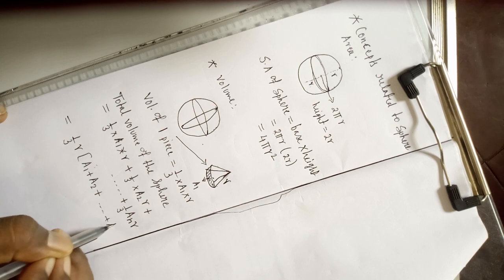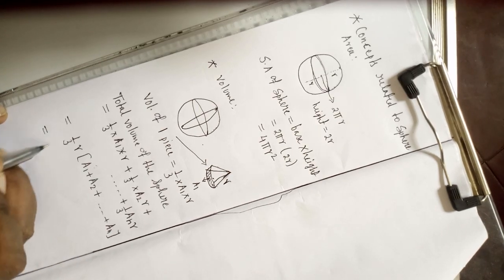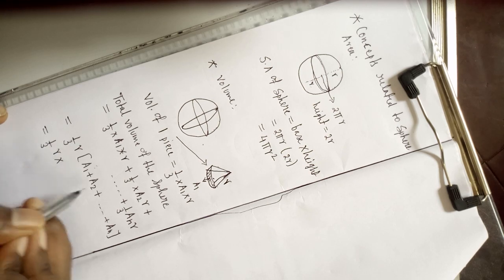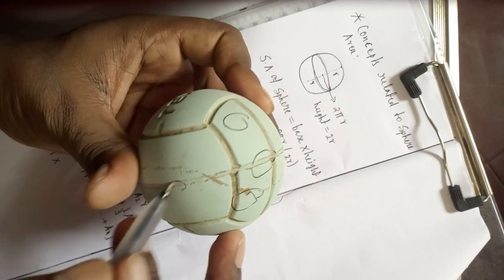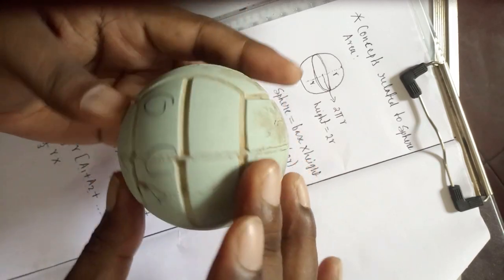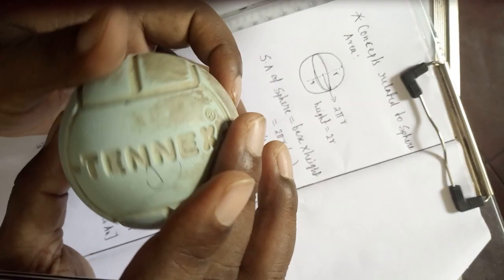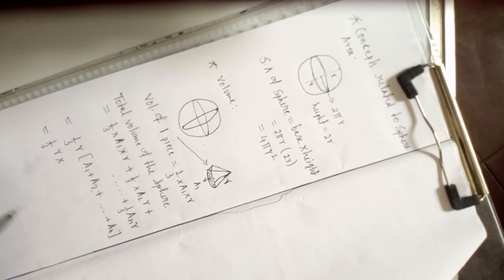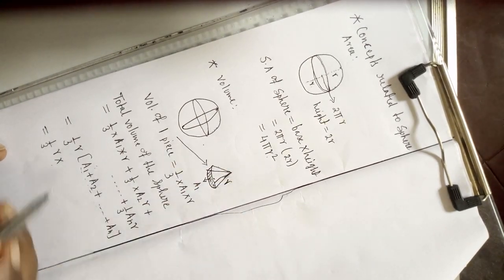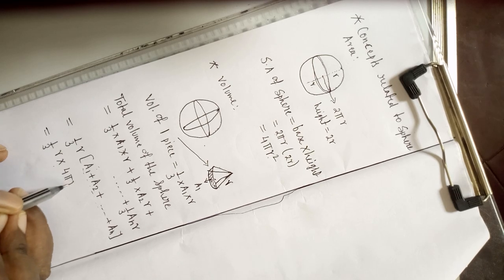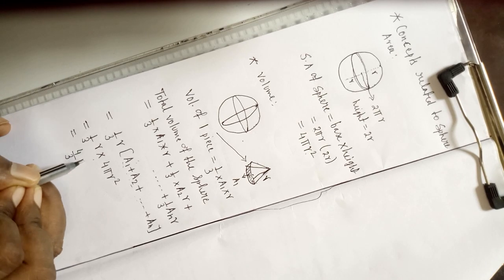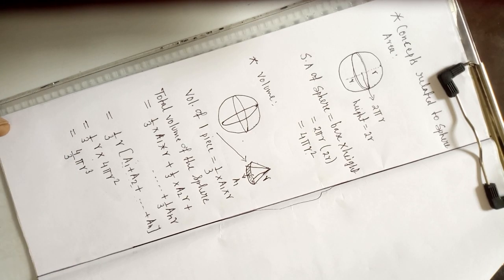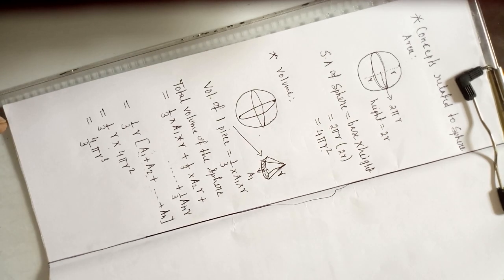to AN, and friends, this is 1/3 R into, when you join all these small areas of this face, that will give us the total surface area of this sphere, the total surface area of this ball. And the total surface area of this ball is what? 4 pi r square. When you multiply these two, it becomes 4 by 3 pi r cube, which is nothing but the volume of a sphere. I hope it is clear to you all and you have understood this.